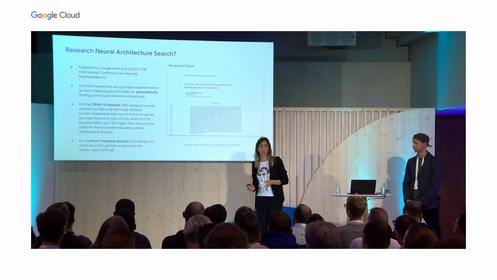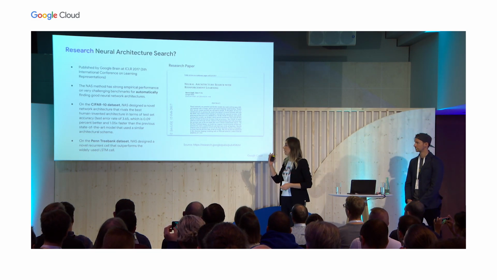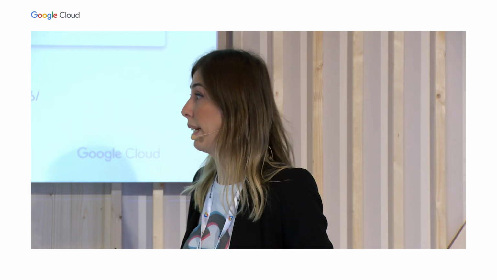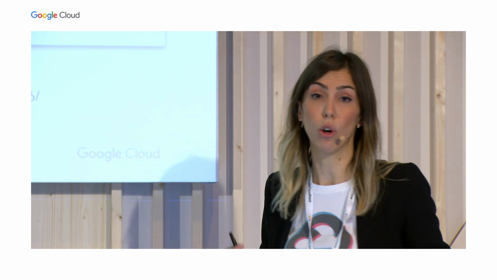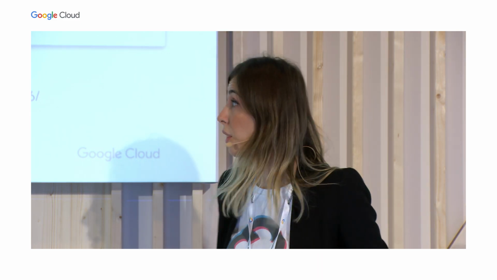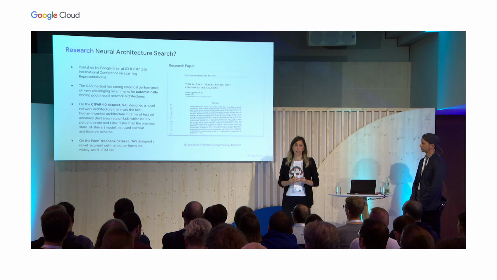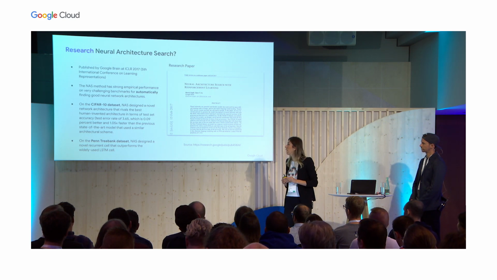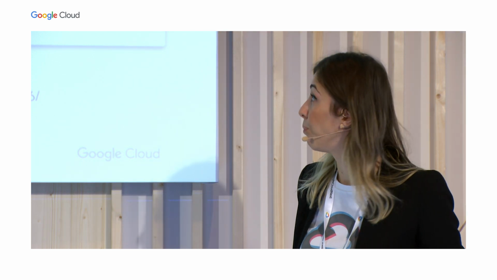Talking about how it all started, I mentioned the Google Brain team back in 2017. They published a paper, and they used two datasets, and in both cases they developed NAS as an algorithm, developing a network architecture that outperformed hand-coded architectures. You can see here the improvement in terms of test error rate, and also almost 0.05 times faster than the previous one that used a similar architecture. And the same was true with the Penn Treebank dataset as well.